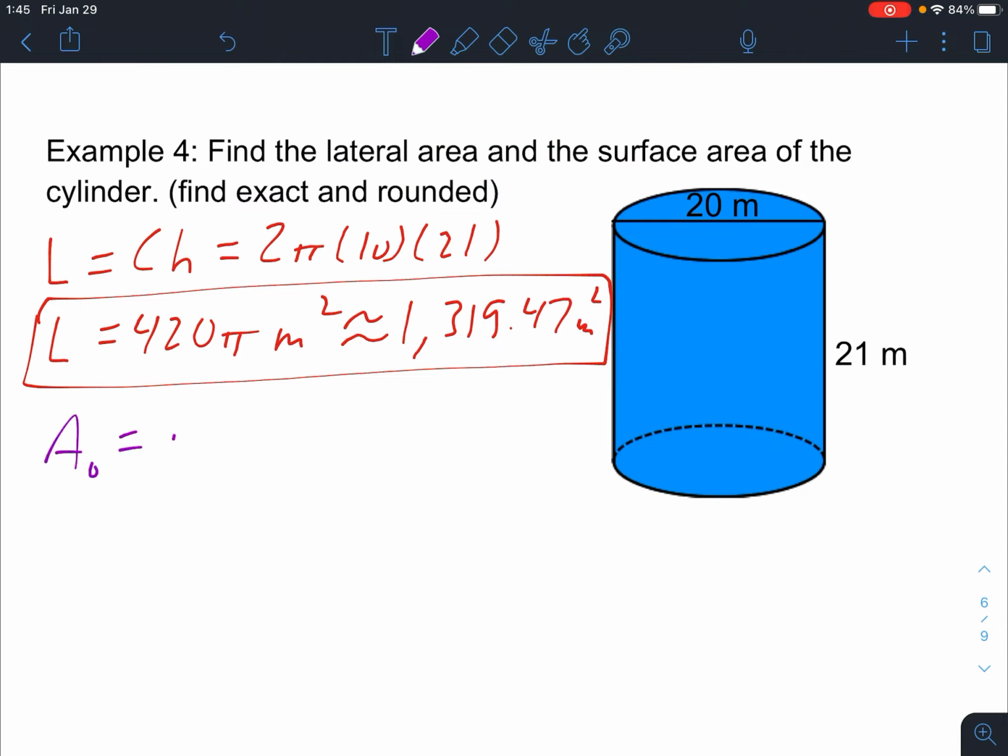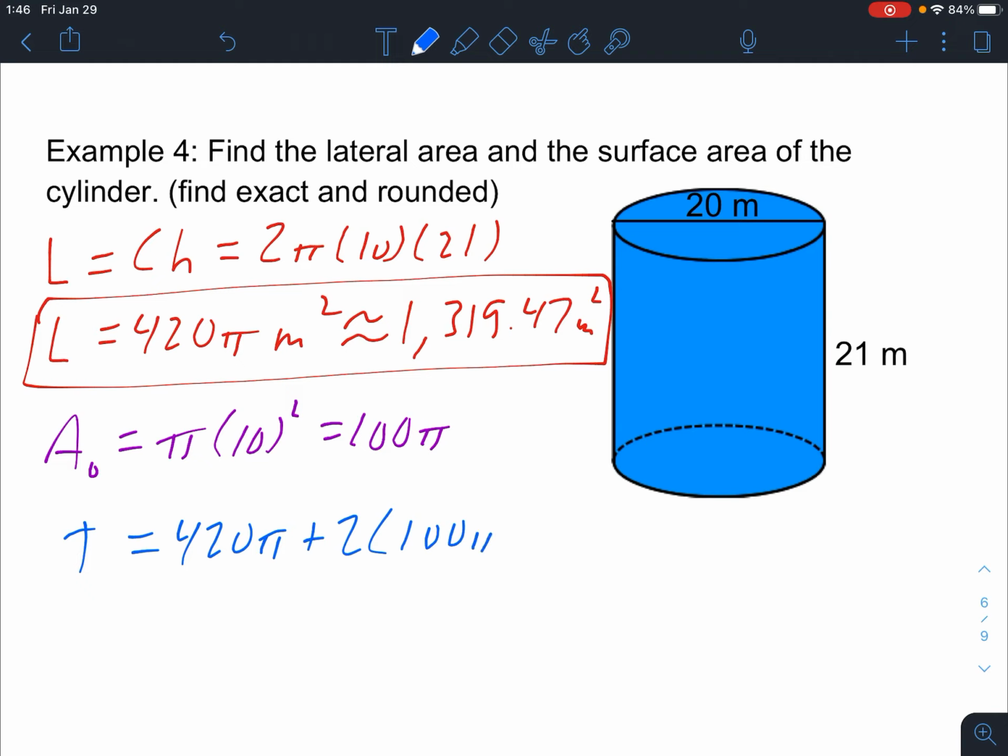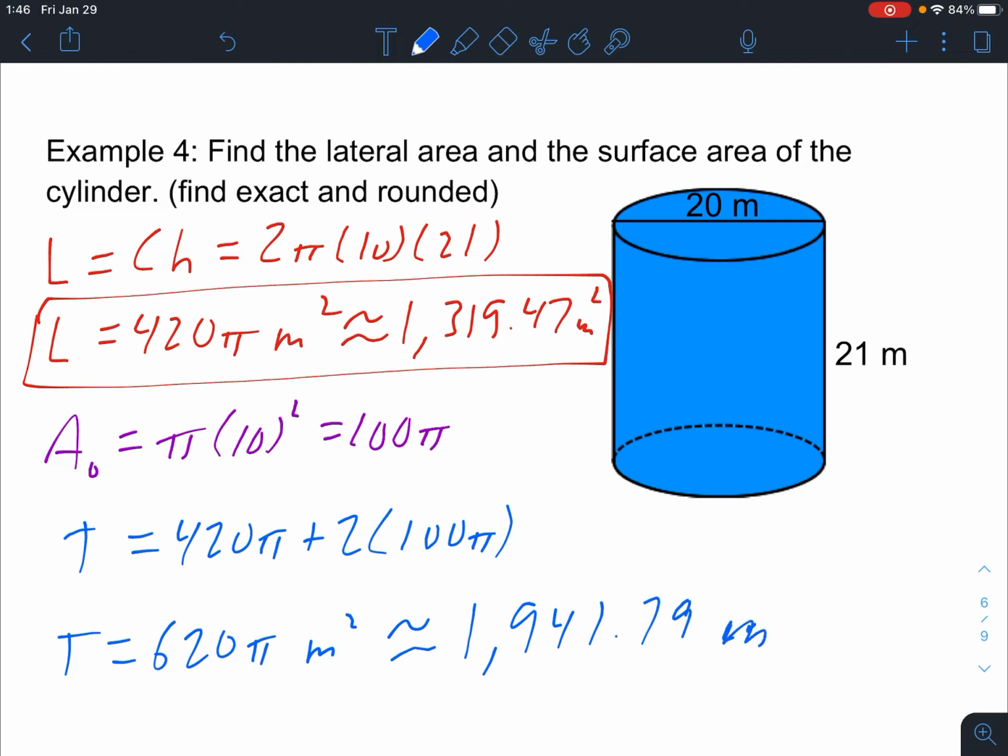So let's get the area of the circle next. Area of the circle is just pi r squared, which is 100 pi. So then to get our total surface area, we're going to take our lateral, and we're going to add in 2 of the circles. And that would give us 620 pi square meters. And of course, if we wanted the rounded answer, then we can type that into our calculator and get 1,947.79 square meters.